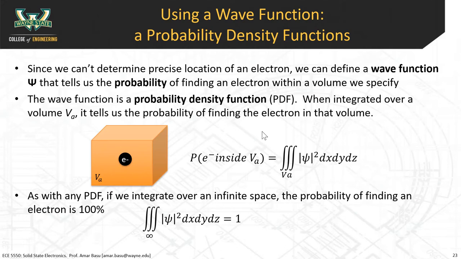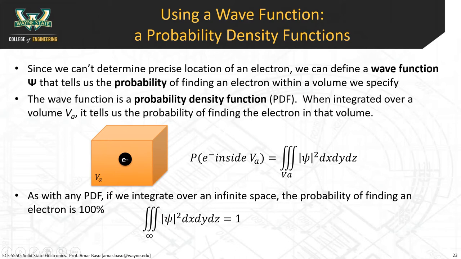And the way that the wave function is defined is as follows. The probability of finding an electron inside a particular volume. This orange box here is some arbitrary volume, and there's an electron inside of it. The probability that the electron exists inside that box is equal to this triple integral here. Remember, in the previous slide, we only had to do a one-dimensional integral. But since we're in three dimensions now, we have to do a three-dimensional integral, dx, dy, dz.